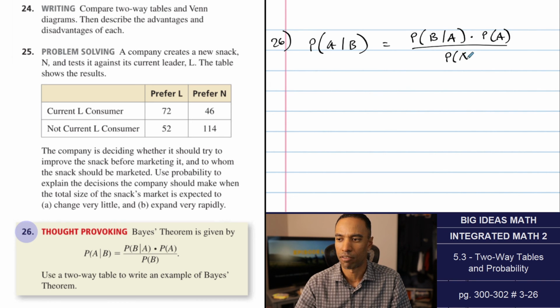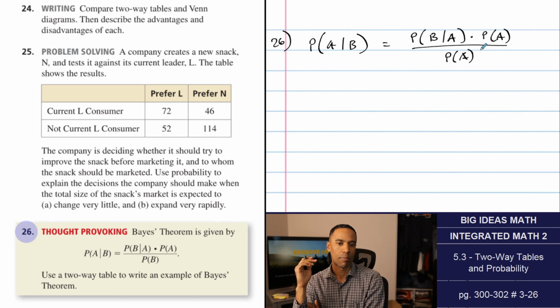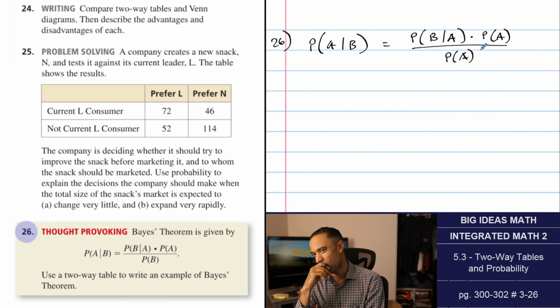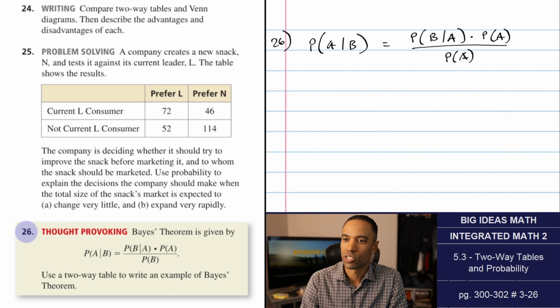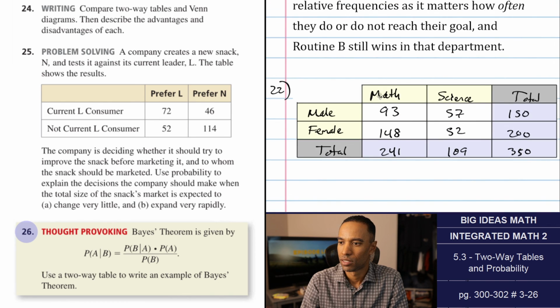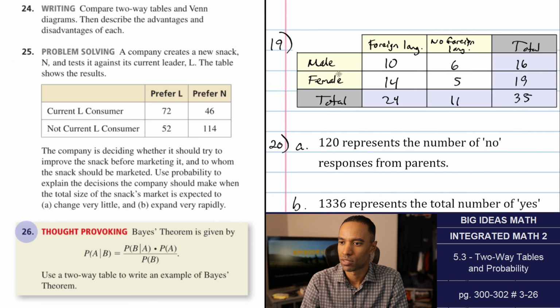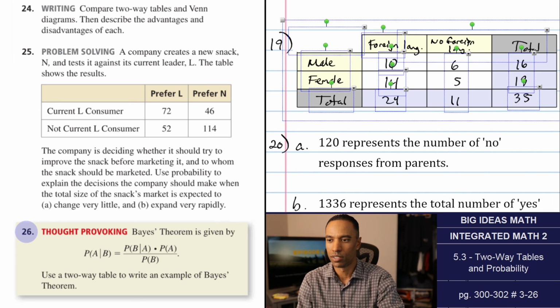I could probably think of an example of how I would use that, but use a two-way table to write an example. Oh, I have to do that. Use a two-way table to write an example of Bayes' theorem. Can we use any of the old ones? Let's use the one we made up. Let's do the foreign language one. Where is that? That's math science. Here it is. So the foreign language one.